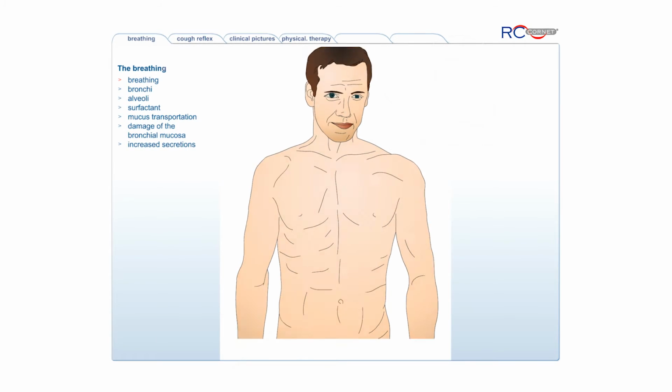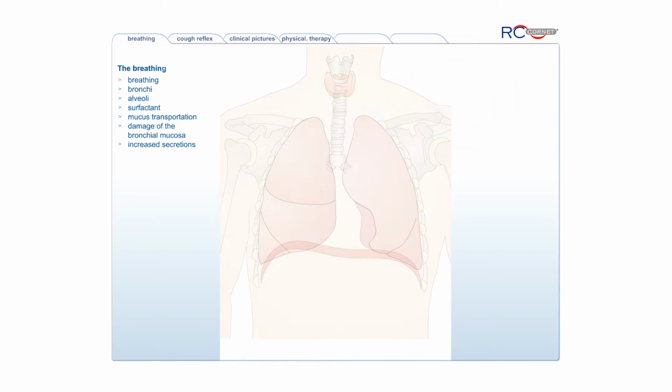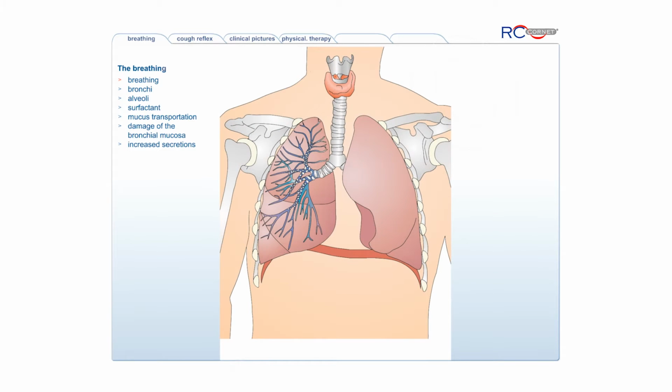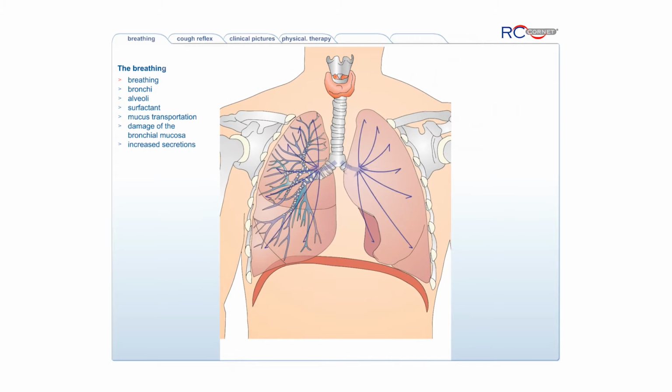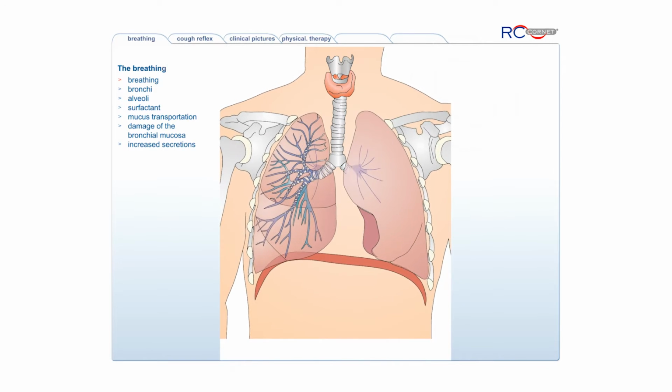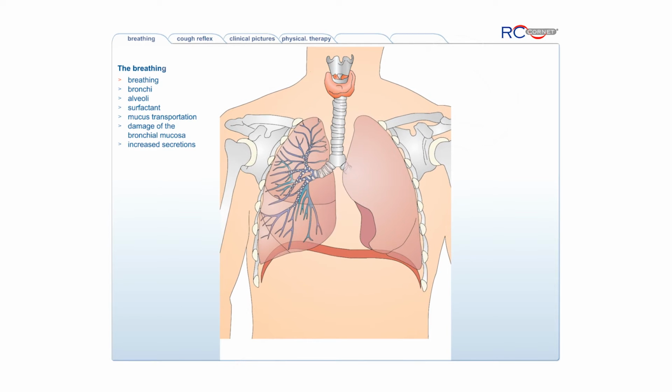The breathing. The anatomy of the bronchial tree. During the inhalation phase, the rib cage expands and the diaphragm moves deeper. The volume of the lungs increases and it creates a vacuum, which lets air flow into the bronchial tubes.